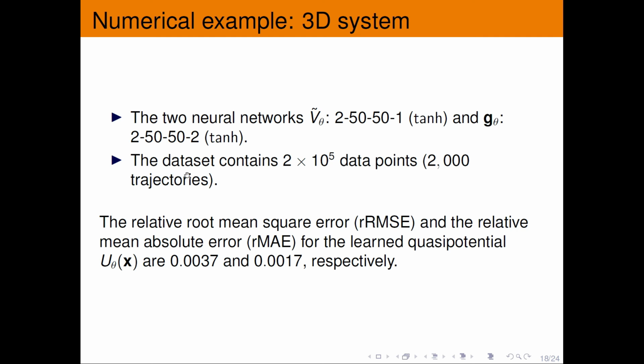The observation dataset contains 2 times 10 to the power of 5 data points by sampling 2,000 trajectories. In the numerical results, the relative root mean square error and the relative mean absolute error for the learned quasipotential are computed. They are 0.0037 and 0.0017 respectively.